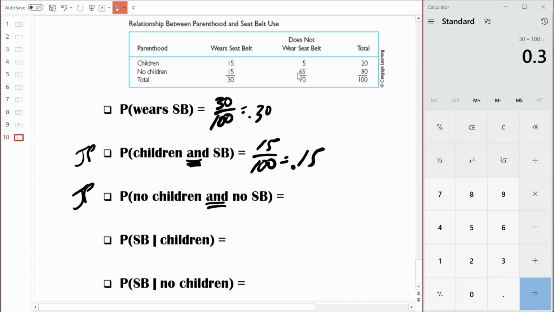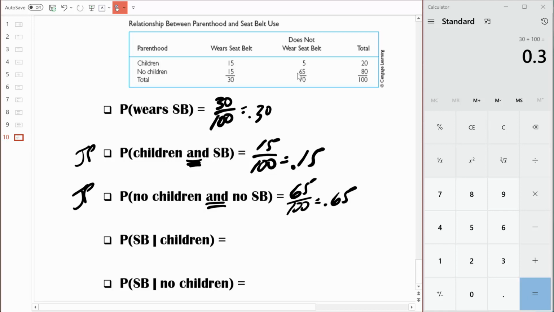So let's compute that joint probability. We've got 65 people out of 100. That equals 0.65. So if we were to randomly select someone from that sample of 100 people, about 65% of the time, we would select someone with no children who does not wear a seatbelt. This is where I think things get a little bit more interesting.